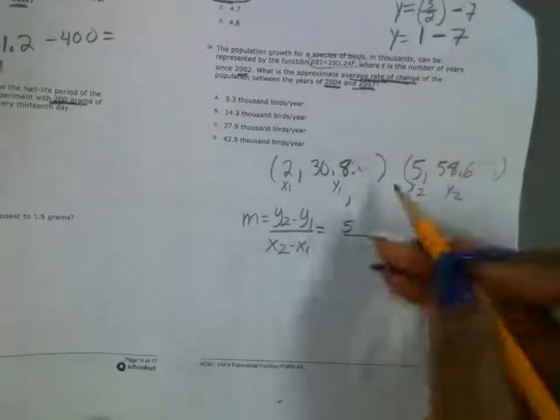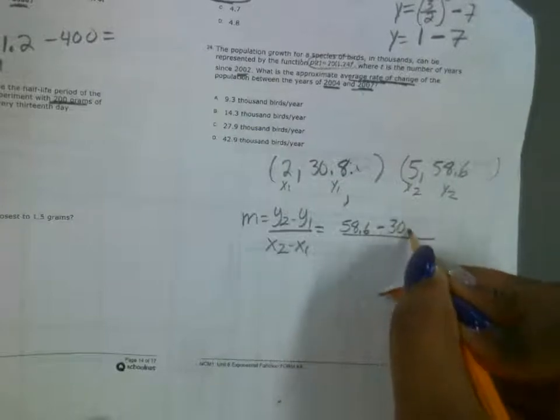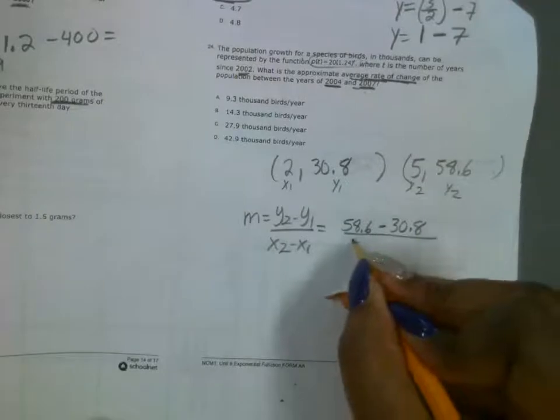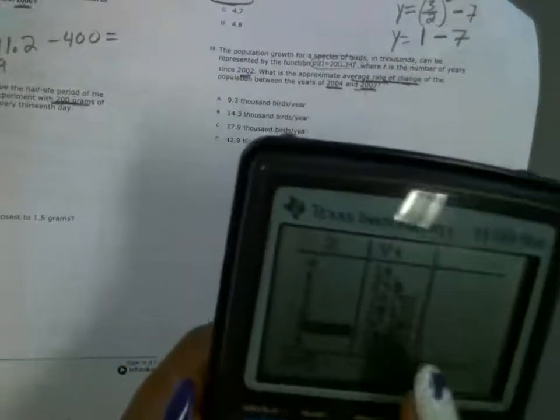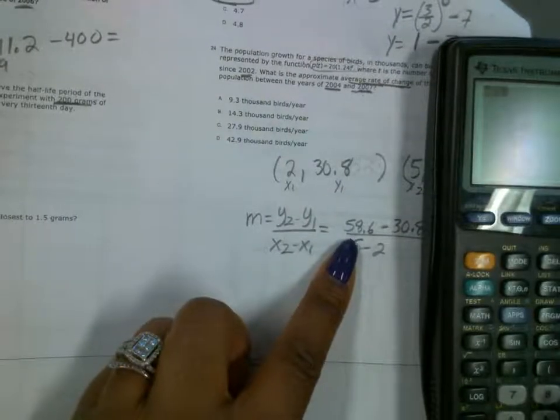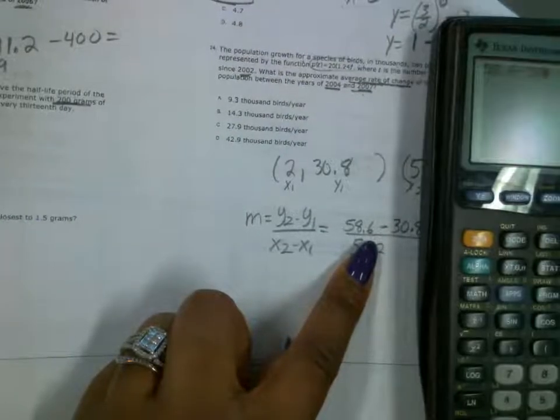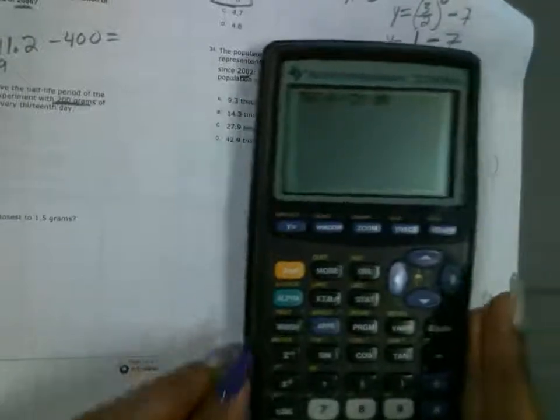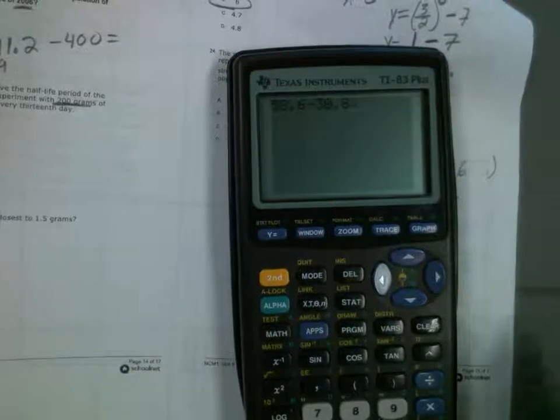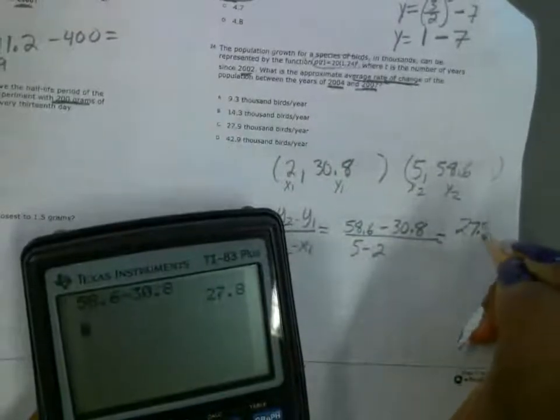All right. So you write 58.6 minus 30.8. And then what do you put on the bottom? 5 minus 10. Okay, so let's do the top. That's 58.6 minus 30.8. And what does that give you? 27.8. Very good. 27.8. Good job, y'all.